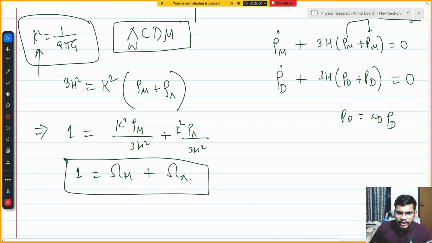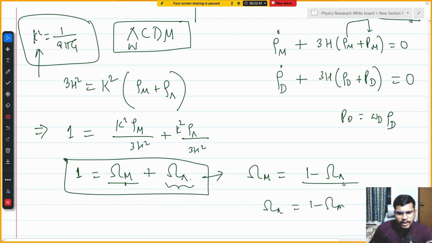You can see that if I know the evolution of omega lambda, I can easily find out the evolution of omega m. In cosmology, the Friedmann equation is very important. If you say that you have built any kind of model and your model is valid throughout the evolution, or it is giving you a unique solution, you must respect the first Friedmann equation. So I can simply say that omega m is equal to 1 minus omega lambda, or omega lambda is equal to 1 minus omega m.